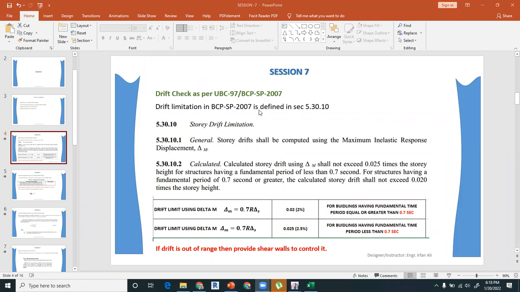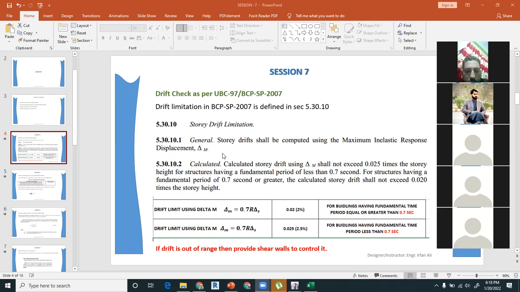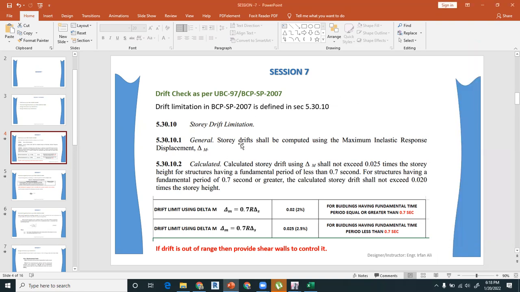All right. So this is our first slide for the drift check as per the UBC 97. And this section says that in UBC, in Building Code of Pakistan section 5.30.10, that for the story displacement you have to use the maximum elastic response delta M, right? So delta M is actually the response coming from the inelastic analysis.